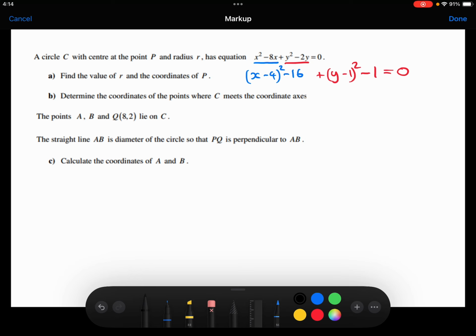Collect up the like terms. So the minus 16 and the minus 1 will make minus 17, which I'm then going to add to the other side, so it becomes a plus 17. So I can now see the centre of the circle is (4, 1), and the radius of the circle is root 17.